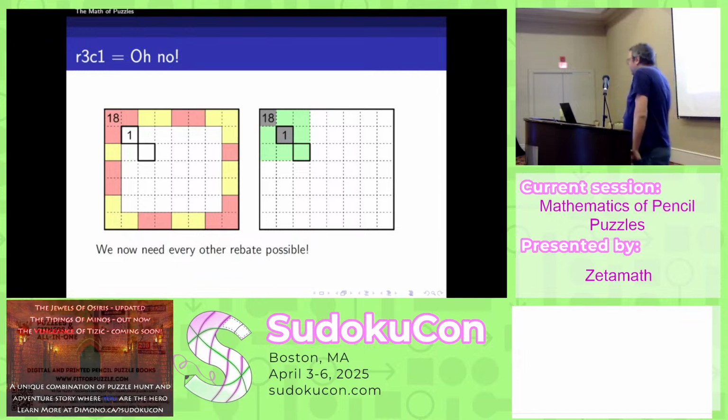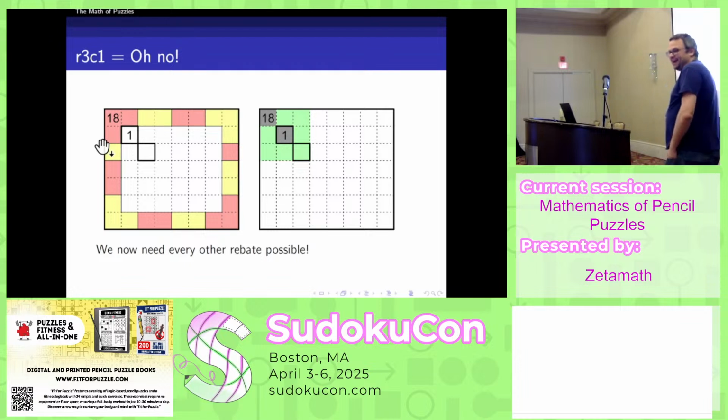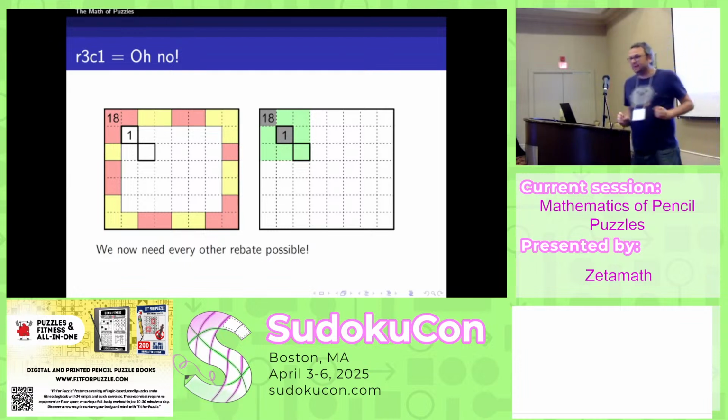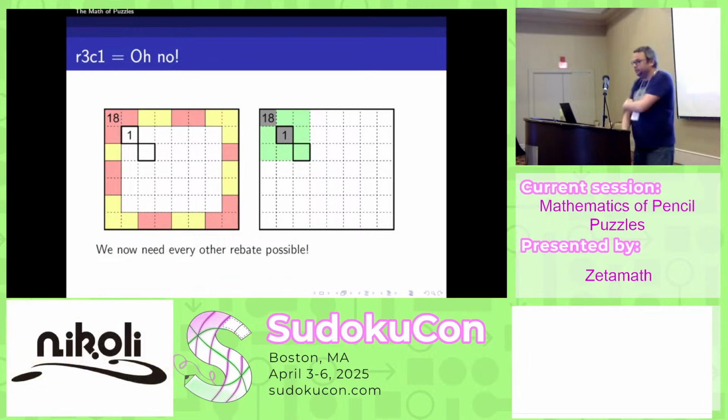And now you notice something. Namely, you notice that by greening this cell, I've now actually cost myself one of the rebates I theoretically could have had, right? I theoretically, when I maxed it out to the 16, I was counting myself as shading this cell, which I've now said, nope, I'm not shading that cell. There's no way to do it. Breaks the puzzle. So now that means I actually need every other rebate.